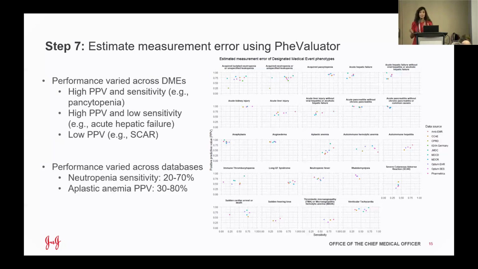We also noticed that the estimate sometimes varied by data source. So if you look at neutropenia, you see that wide range of sensitivity that went from 20% to 70% depending on the data source. Also variation in PPV, for example aplastic anemia, where it went from 30% to 80%, depending on the data source.